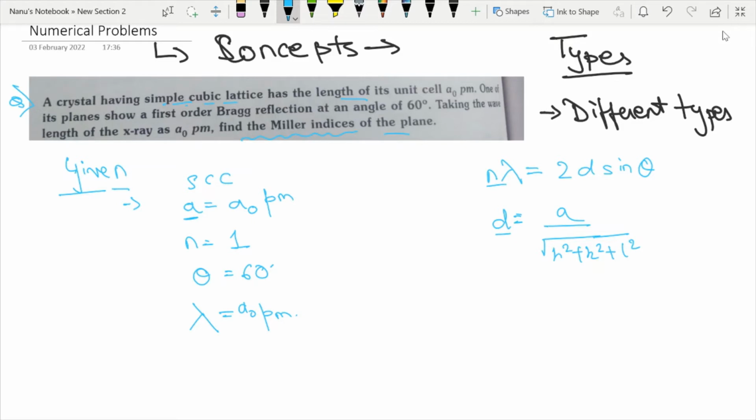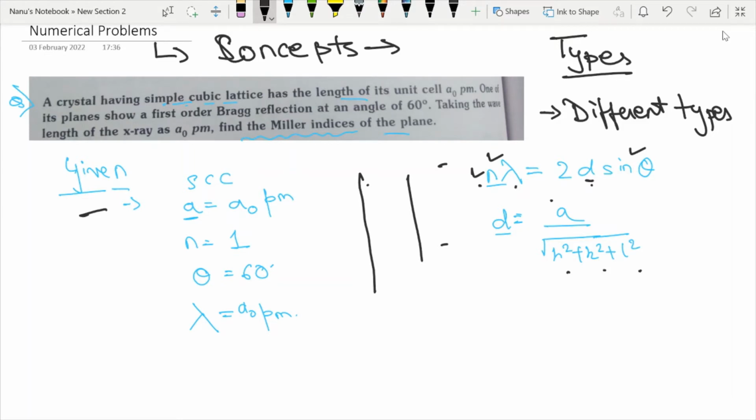So what do we have? Let me take another color, and we know n, we know lambda, we don't know d, we know sine theta. We need to find d. If we find d, we know A. H, K, L we need to find. Okay, so you see, I just wrote down what is given, and from that given I have written two formulas, and when I'm comparing these two, I'm seeing that I can get H, K, L.